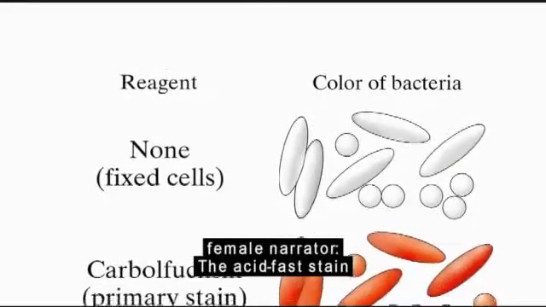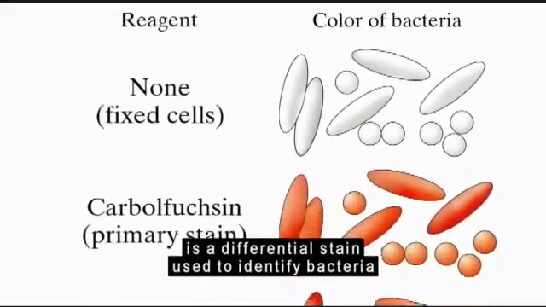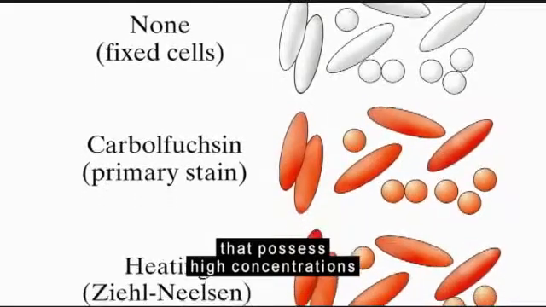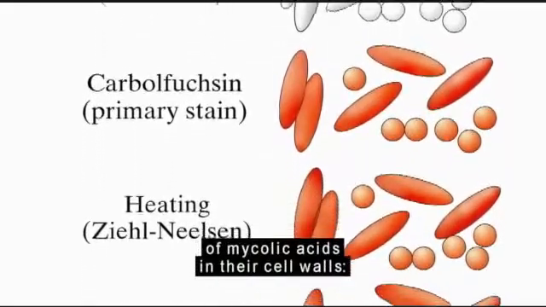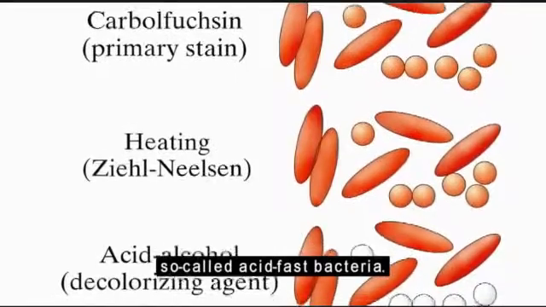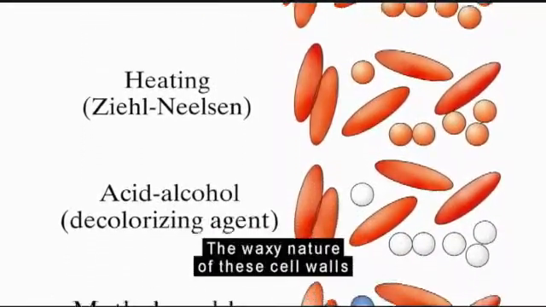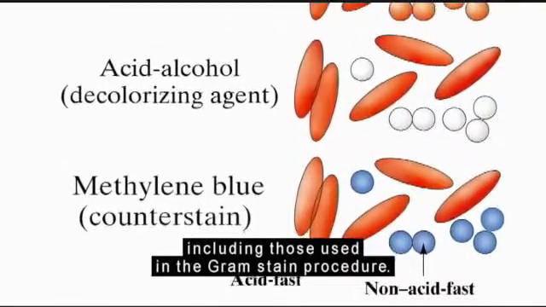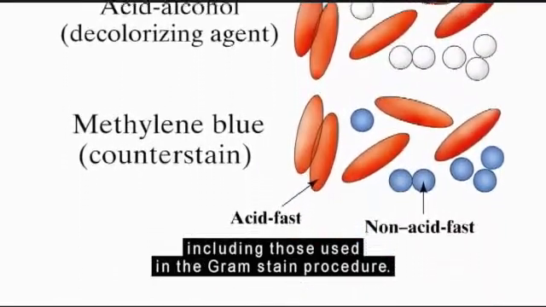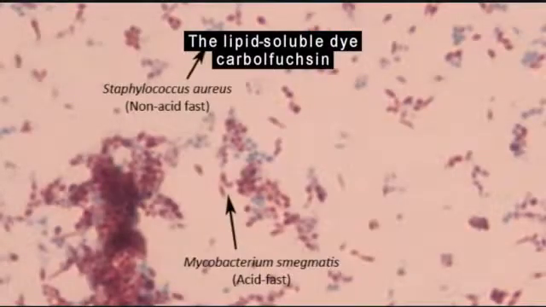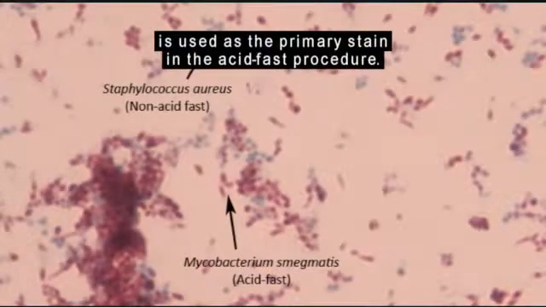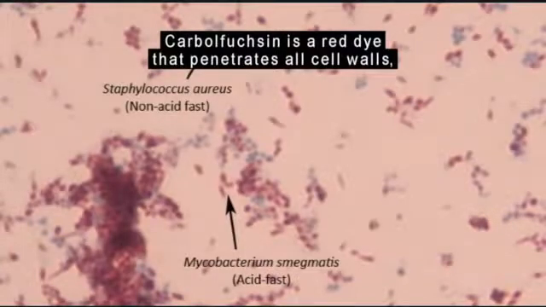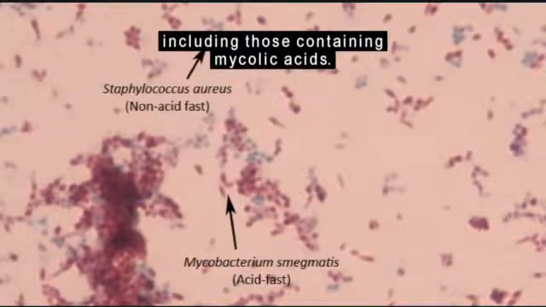The acid-fast stain is a differential stain used to identify bacteria that possess high concentrations of mycolic acids in their cell walls, so-called acid-fast bacteria. The waxy nature of these cell walls prevents uptake of many dyes, including those used in the gram stain procedure. The lipid-soluble dye carbolfuchsin is used as the primary stain in the acid-fast procedure. Carbolfuchsin is a red dye that penetrates all cell walls, including those containing mycolic acids.